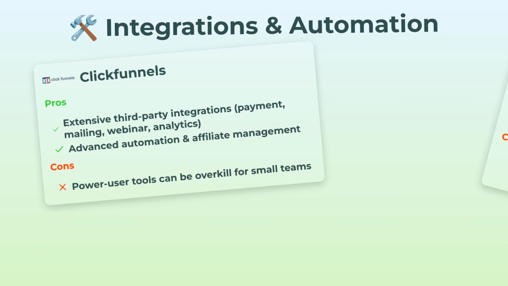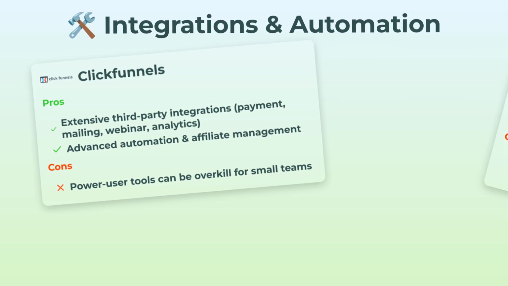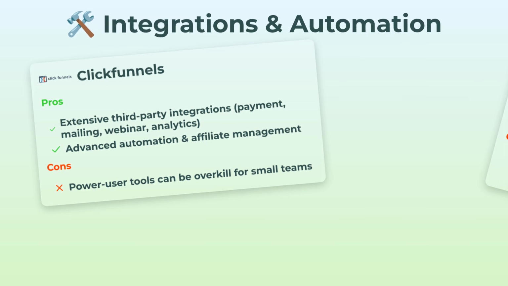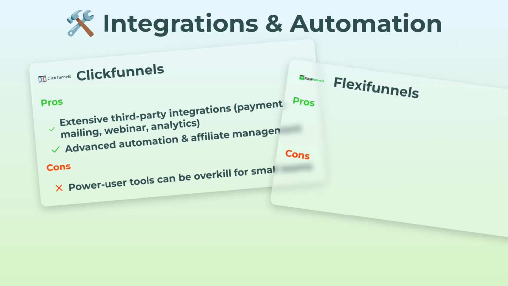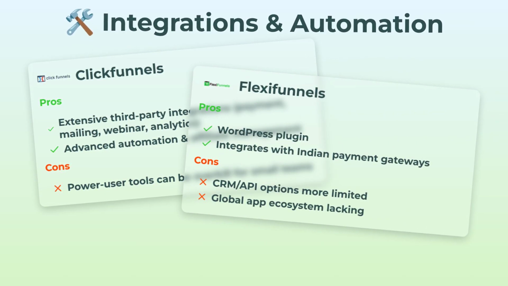Now, integrations and automation. ClickFunnels is just legendary. Pretty much any tool you want, payments, emails, webinars, analytics, all the big global apps, it plugs in and handles advanced stuff like affiliate management and automation. But you know, not everyone needs to set up super complex sales paths, so sometimes this is like buying a spaceship when you really needed a car.